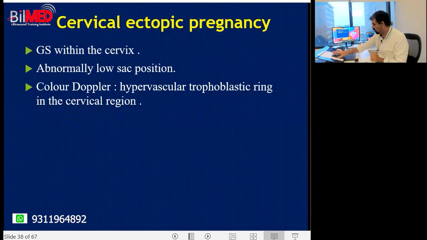In your comment boxes now, please hurry up. Sir, please explain unobliterated uterine cavity. Okay, I will come back to this. So now we are discussing the cervical ectopic. How to differentiate a cervical ectopic from a nabothian cyst? Hurry up in the comment box. How to differentiate a nabothian cyst from the cervical pregnancy?